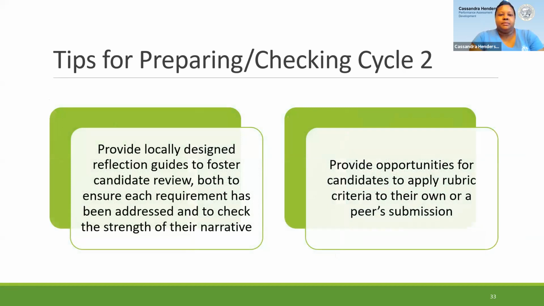So, tips for preparing and checking cycle 2. Try to see if you can provide some locally designed reflection guides to foster candidate review. Encourage them to ensure each requirement has been addressed and check the strength of their narrative. Also, as was just mentioned, get some coaching on writing. Provide opportunities for candidates to apply rubric criteria to their own work or to a peer submission. This will also help them in cycle 2 because they have to create a rubric for student self-assessment.